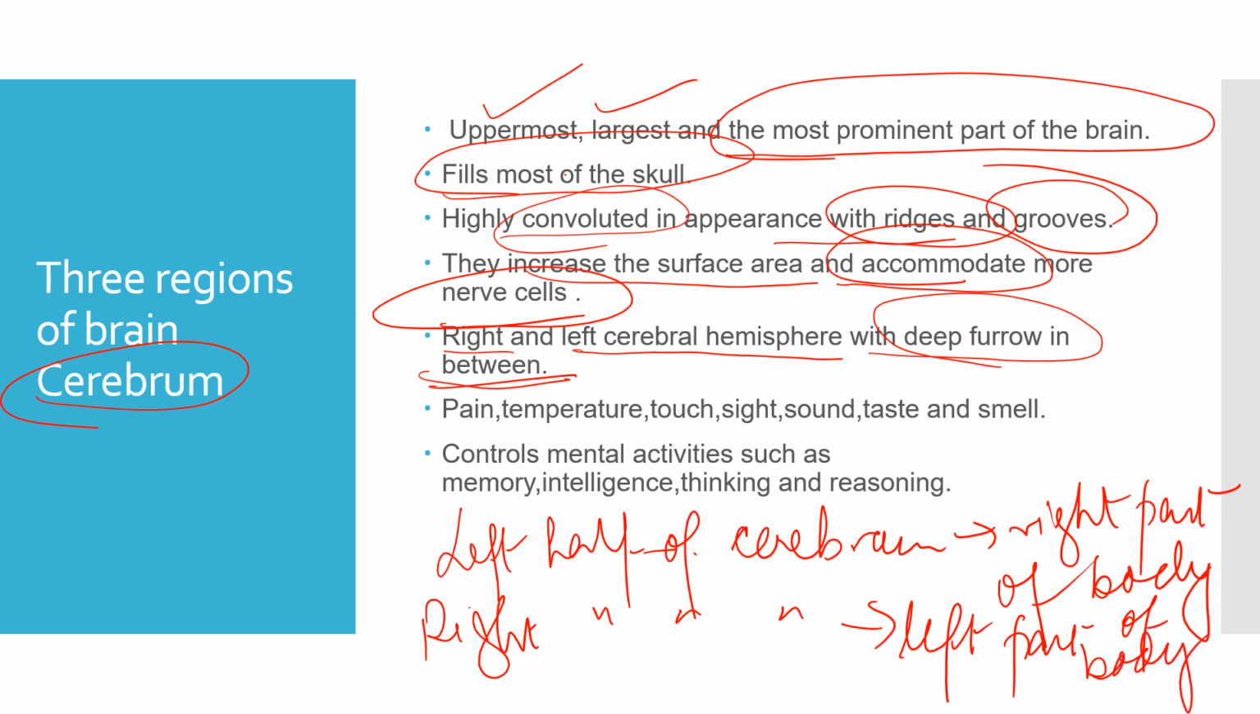So the opposite side controls the opposite part, and pain, temperature, touch, sight, sound, taste and smell are all controlled by the cerebrum. It controls mental activities such as memory, intelligence, thinking and reasoning also. So it is a very vital part of the brain. It consists of the majority part, filling most of the skull. It is the prominent part of the brain.